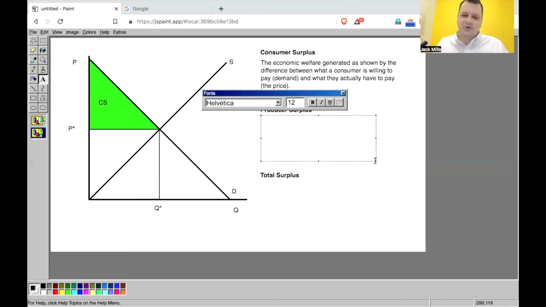Never call it the bottom triangle. Never call consumer surplus the top triangle. That's not what it is. It's not a shape. Okay. It's a concept. It has a meaning.